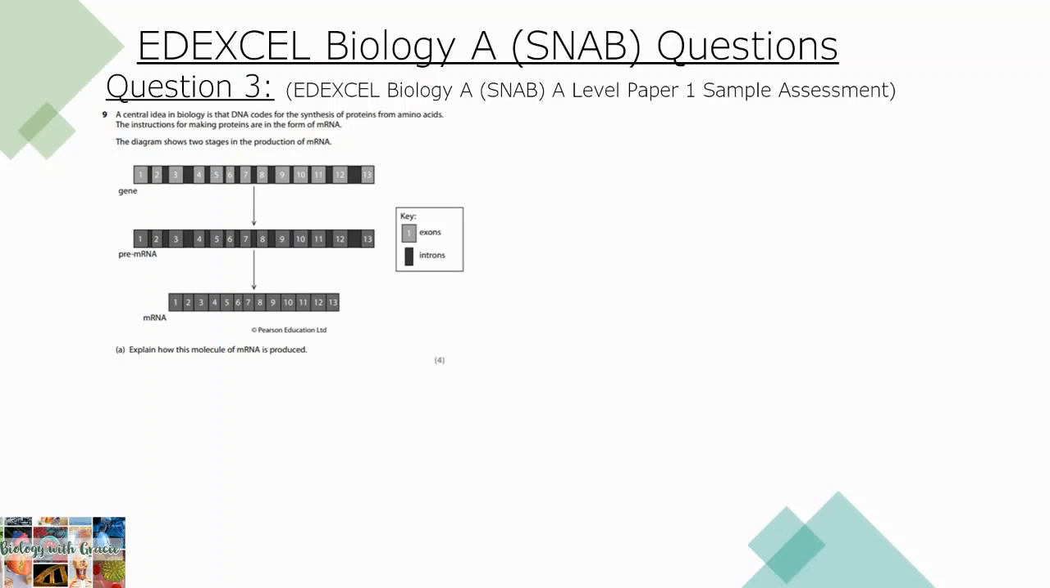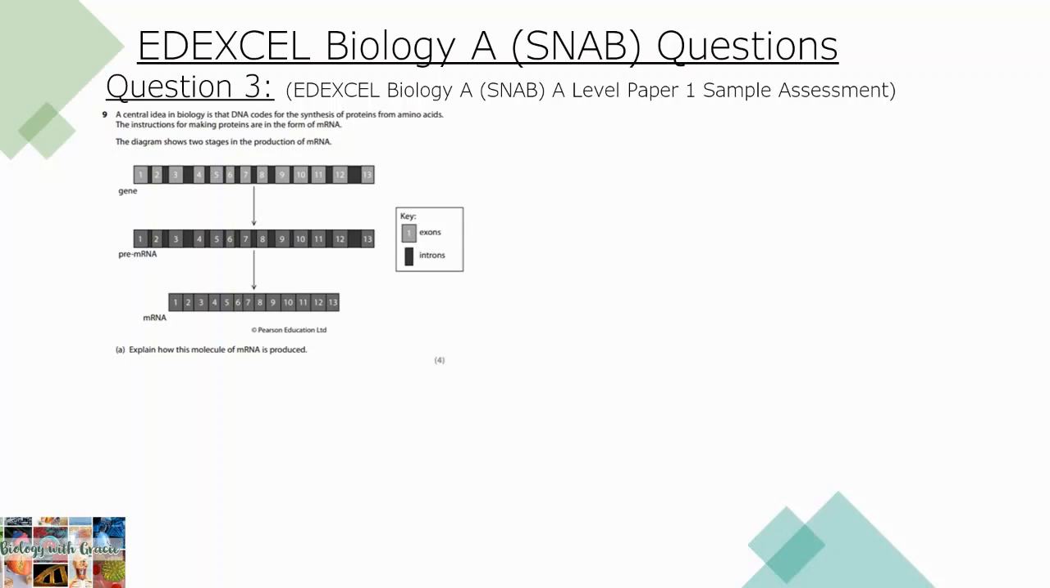So from the diagram you can see we've got our gene, and then we've got our pre-mRNA. So the gene to the pre-mRNA is obviously transcription, and then the pre-mRNA to the mRNA is the splicing which occurs. So this is the removal of introns. So within the pre-mRNA, we've got exons and we've got introns. So exons are coding regions and introns are non-coding regions. So splicing allows for introns, which are the non-coding regions, to be removed. So then our question is, explain how this molecule of mRNA is produced.